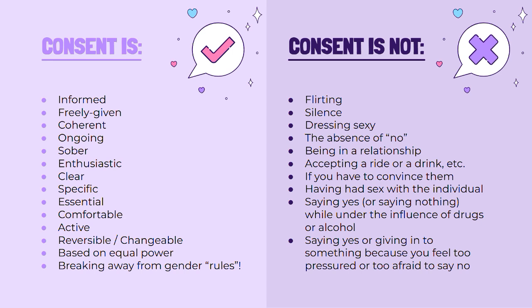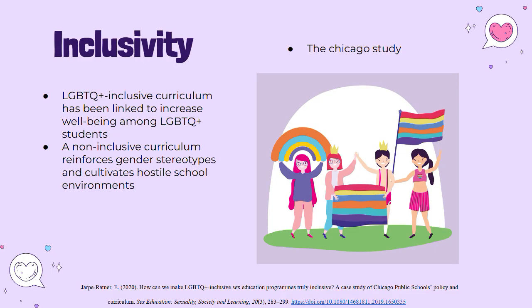By explicitly including LGBTQ+ examples, schools ensure that all students can learn about healthy boundaries, navigate their own identities, and challenge harmful norms or stereotypes. Here there are examples of what consent can look like and what is not consent, and that should be taught to students regardless of their sexual orientation. Inclusive sex ed programs have a variety of positive benefits. One of those benefits is that LGBTQ inclusive curriculums have been linked to increased well-being among LGBTQ students. Meanwhile, a non-inclusive curriculum reinforces gender stereotypes and cultivates a hostile school environment, especially for queer students.